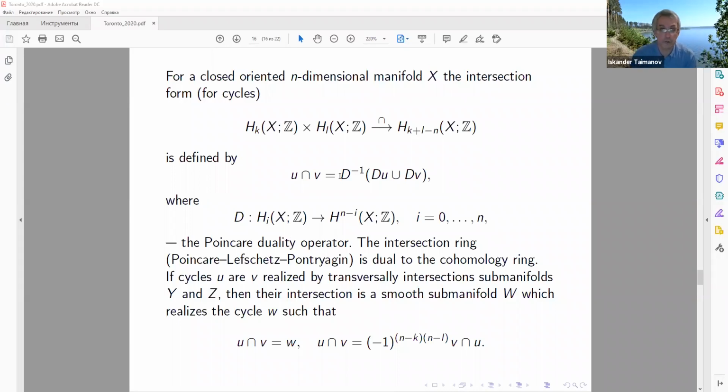For the cycles of those, for the case k plus l equal n, that was exactly the Poincare duality. For algebraic cycles, Lefschetz proposed to do that. In this case, there were no such difficulties of algebraic cycles to compute the intersections on algebraic manifolds.